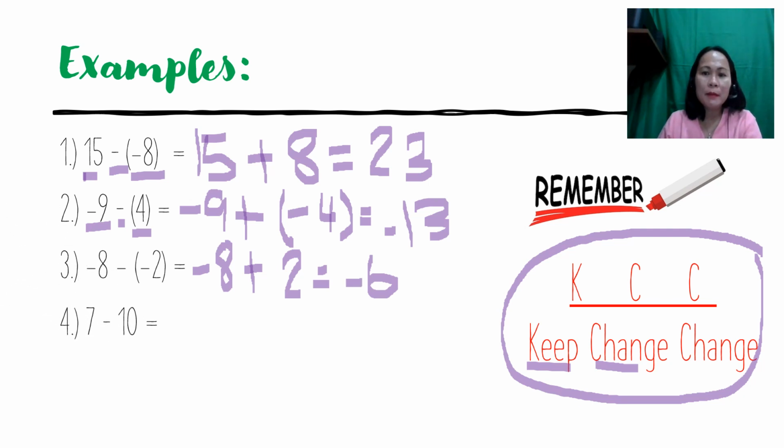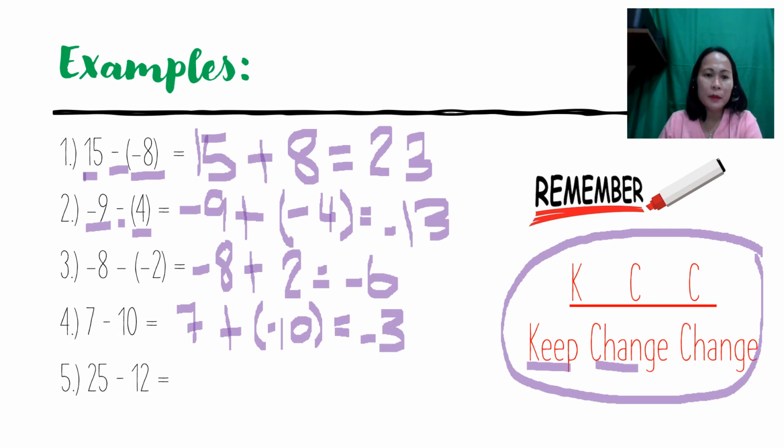And for example number 4, we have 7 minus 10. So we have to keep, change, and change. Then apply the rule in adding integers. So we have different signs. So subtract the numbers. 10 minus 7 is 3. And use the sign of the greater absolute value. We have negative 10. So we have negative 3.